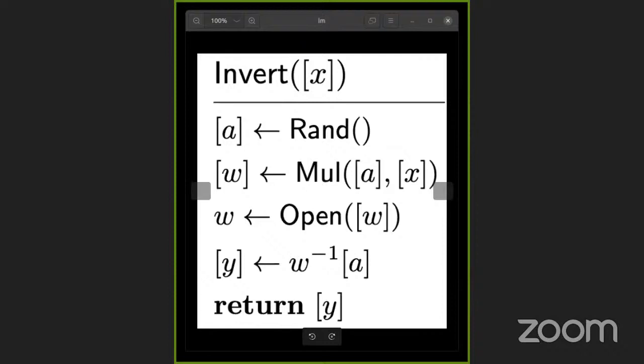Negation. I mean, B to minus B. Yeah. Okay. Right.